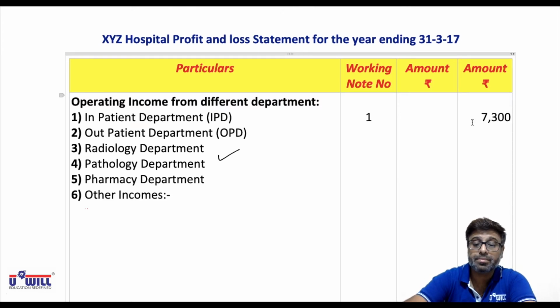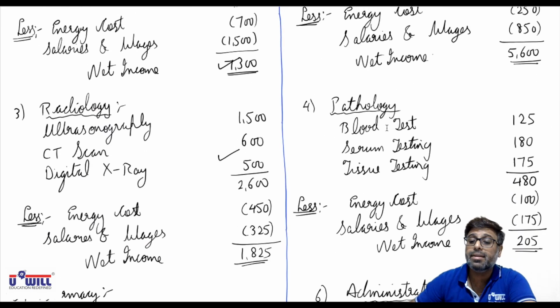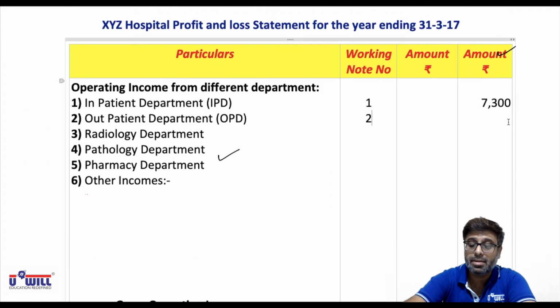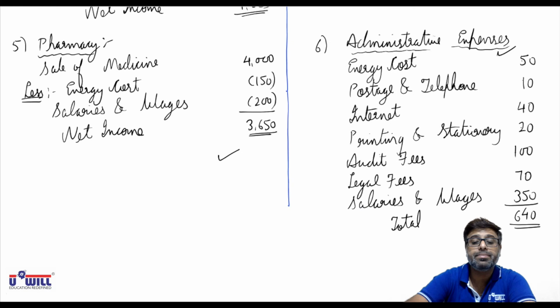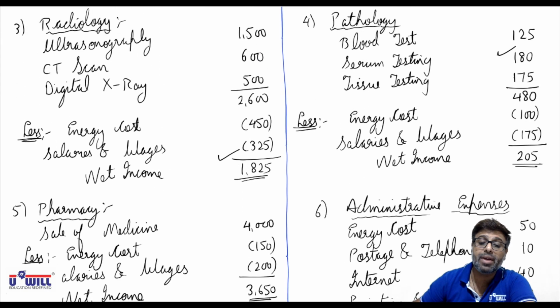Then the outpatient department from note number 2, we get 5,600. Okay, outpatient department from note number 2, what we get is 5,600. Then the radiology department from note number 3, what we get is 1825. Okay, radiology is 1825.